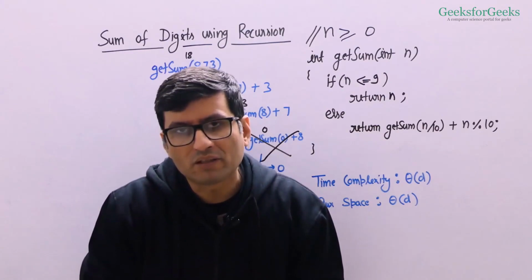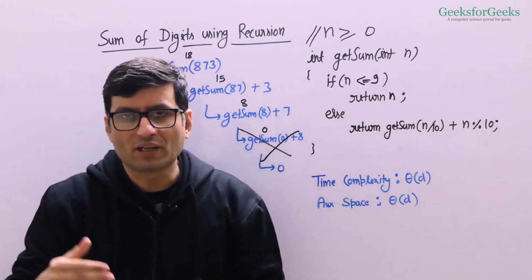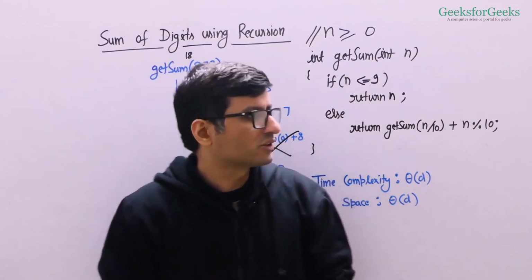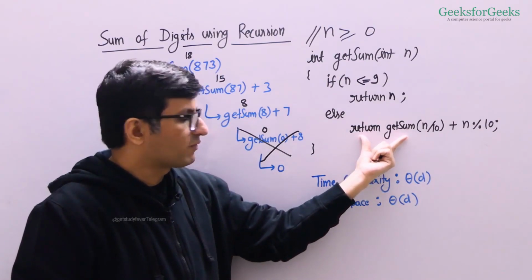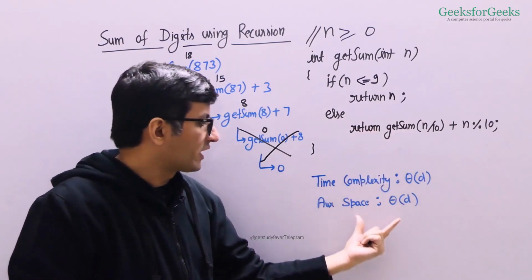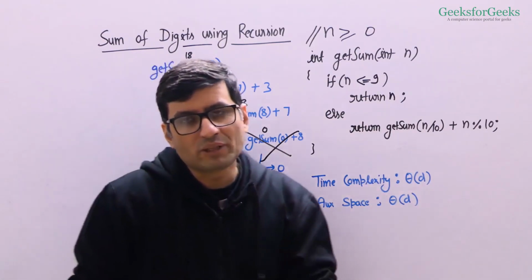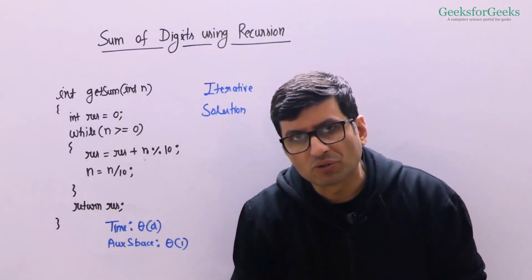But please remember, in such situations, whenever we have a simple iterative solution as well, the iterative solution is always preferred, because this recursive solution is going to have extra overhead for recursive calls, and it's also going to require extra space. And we can simply write an iterative solution for this recursive solution. Here is the iterative solution for reference.